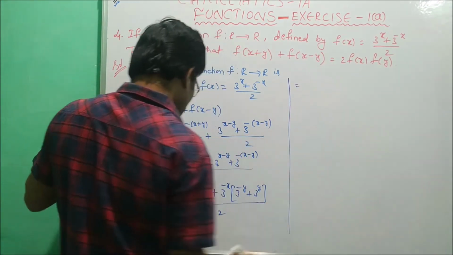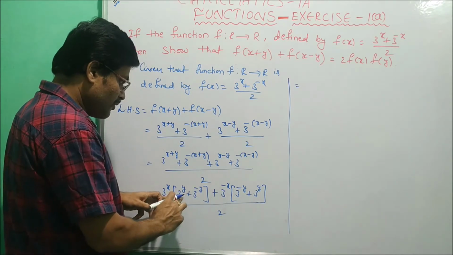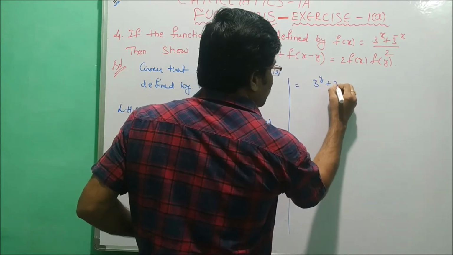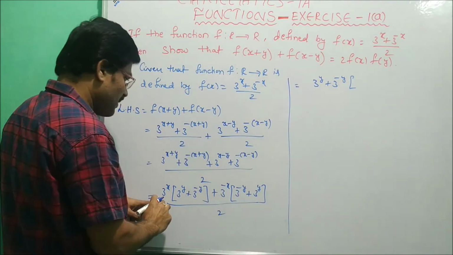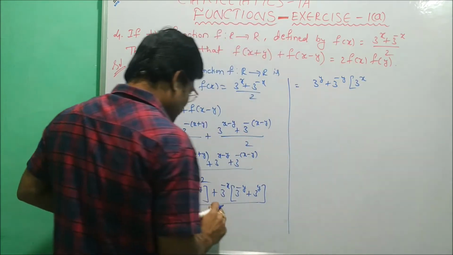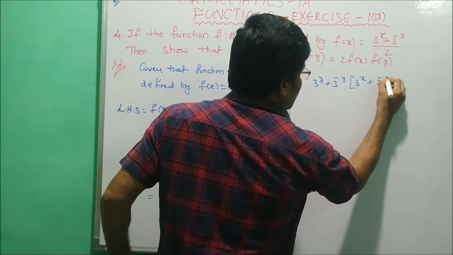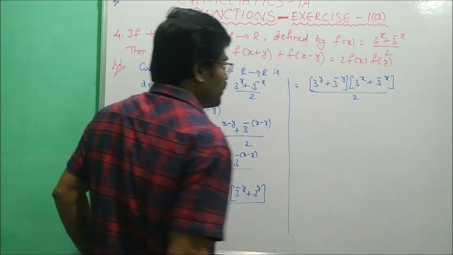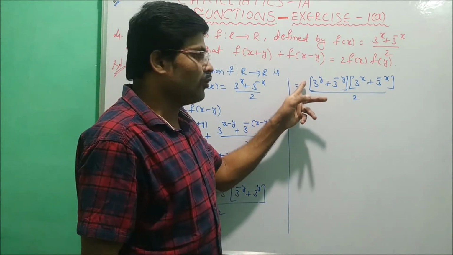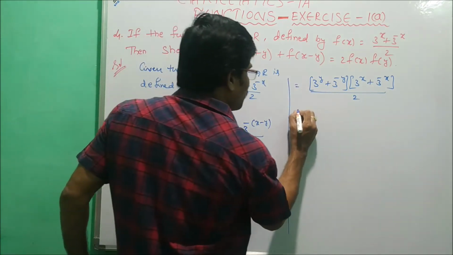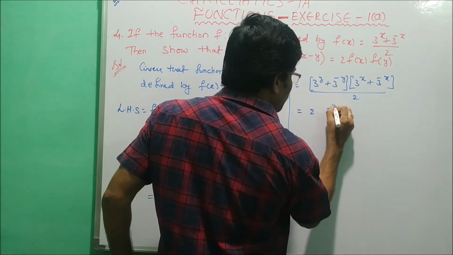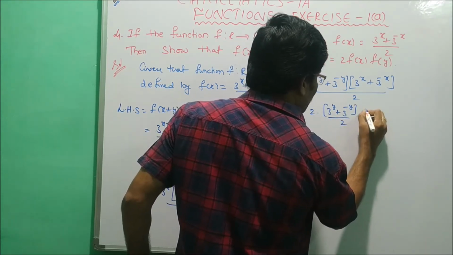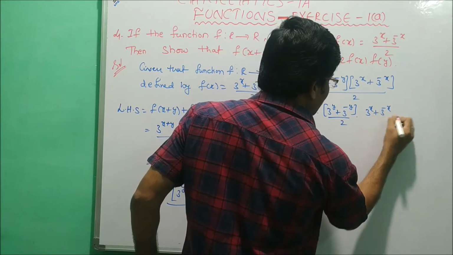Now we observe both terms. We take common 3^y + 3^(-y). In the first term the remaining value is 3^x, and in the second term the remaining value is 3^(-x), whole by 2. Now multiply both numerator and denominator by 2: 2 into (3^y + 3^(-y))/2 into (3^x + 3^(-x))/2.